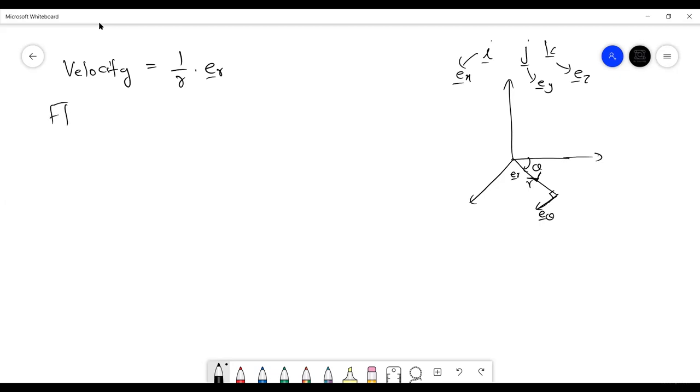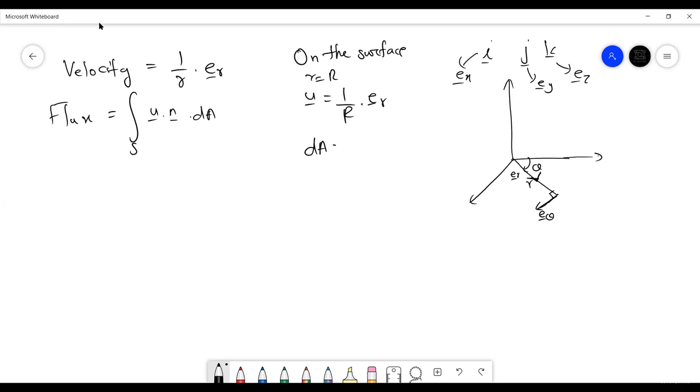And the flux is given to us by the surface integral of U bar dot N dA. They're asking us to find it on the surface. So on the surface, we know radius r is equal to R. So U bar can be written as 1 over capital R into e_r. To find the surface area dA, we know it is R d theta dz, not dr, dz. Here R is a constant, so you can simply substitute capital R.